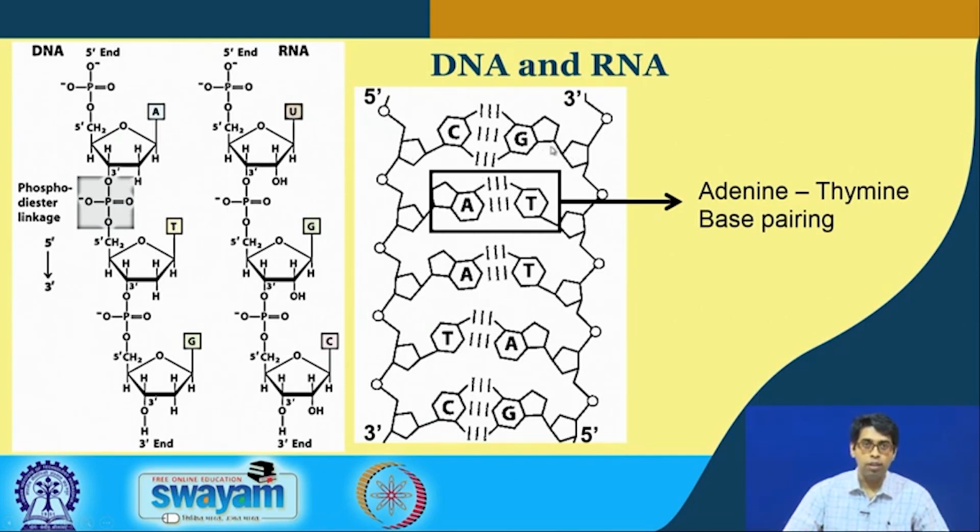We will see in the next few slides that these strands form a spiral like structure which is referred to as the double helical structure. This type of double helical structure is absent in RNA, because RNA is mostly single stranded.